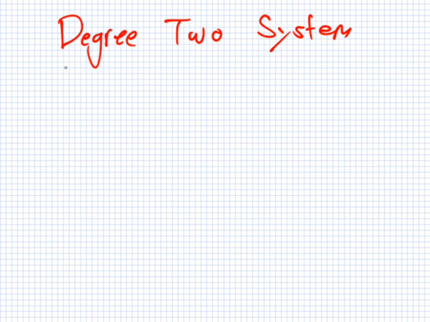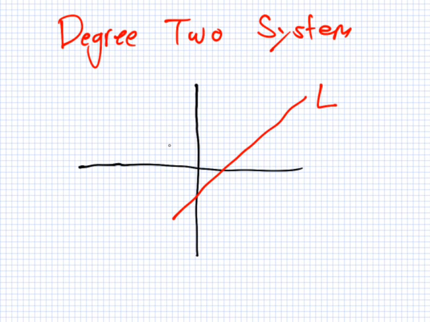Okay, so what I mean by degree 2, what we will try to do today is try and find where two lines meet. So we are going to try and find where two lines meet. That's what we're going to try and do. So this is why it's called a degree 2 system, because there are two lines.